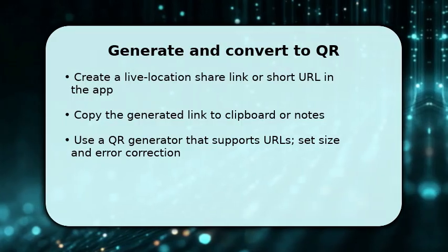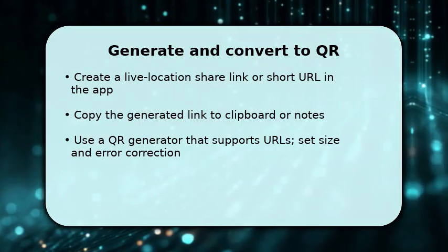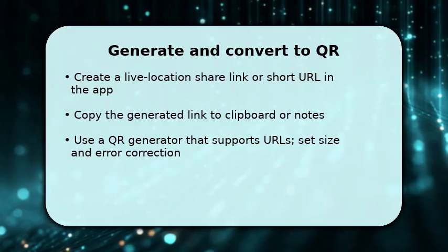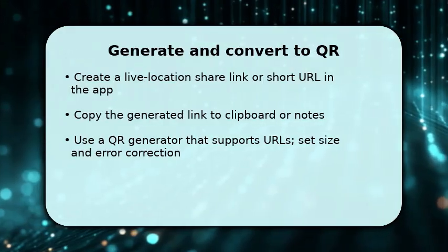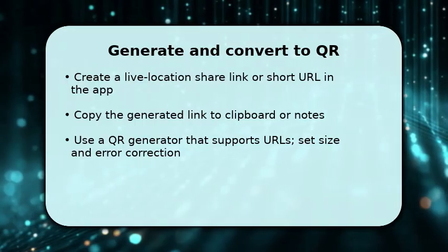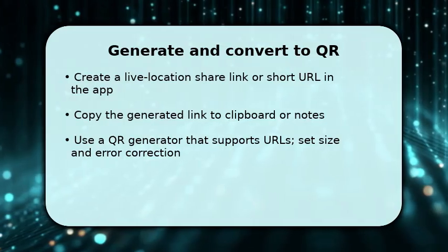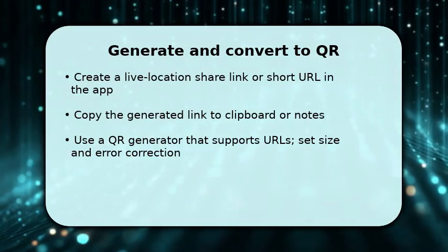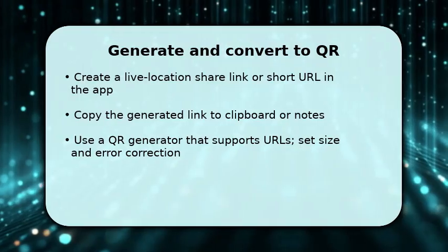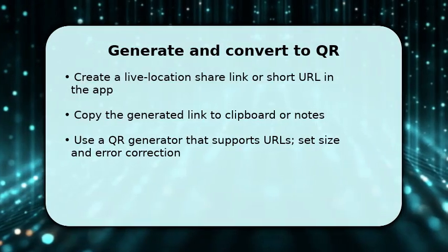Open a QR code generator, paste the live link, pick a PNG or SVG output, and choose medium or high error correction. This keeps scannability if printed or viewed small. After creating the code, preview it by scanning with a second device to confirm the link opens and displays live tracking. If it does, you're ready to finalize.